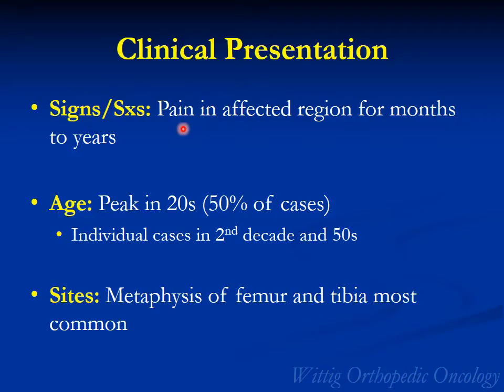Patients will often present with pain in the affected region for months to years. The peak age is in their 20s. 50% of cases occur in patients who are in their 20s. There are some cases between 10 and 20 years of age, or in the second decade of life, and in their 50s. The metaphysis of the femur and the tibia are the two most common sites.